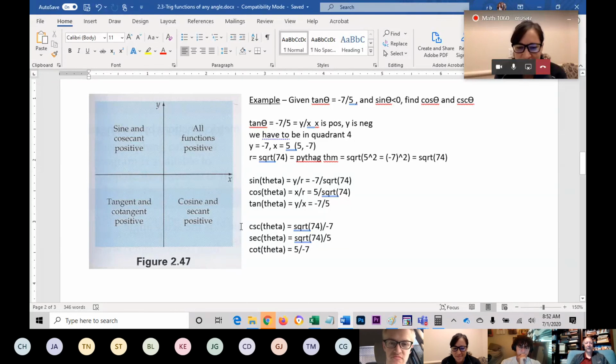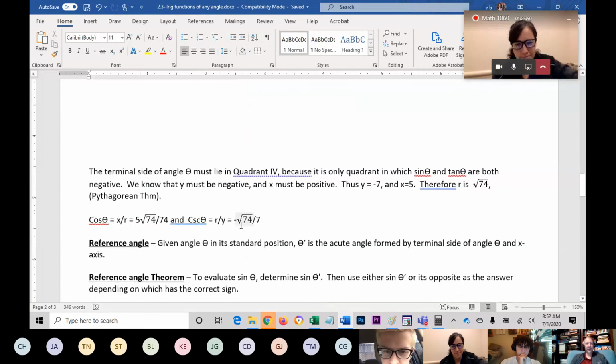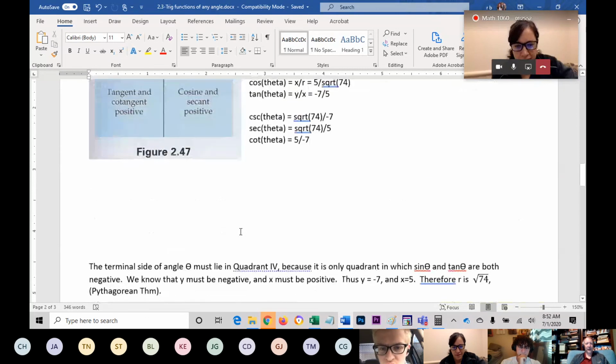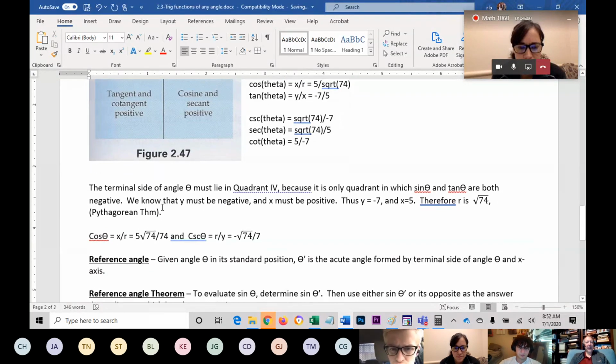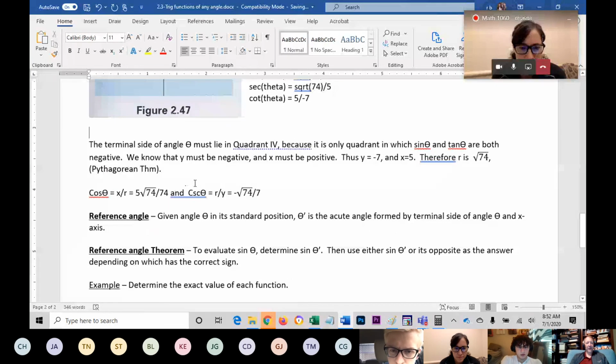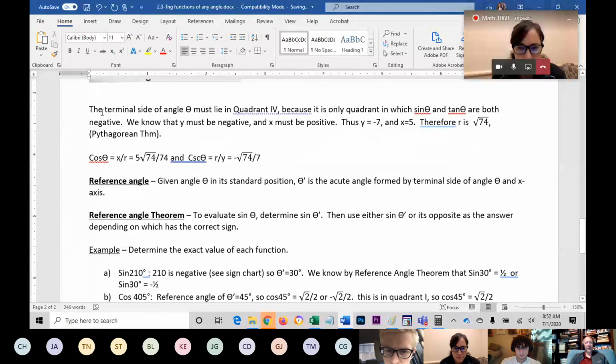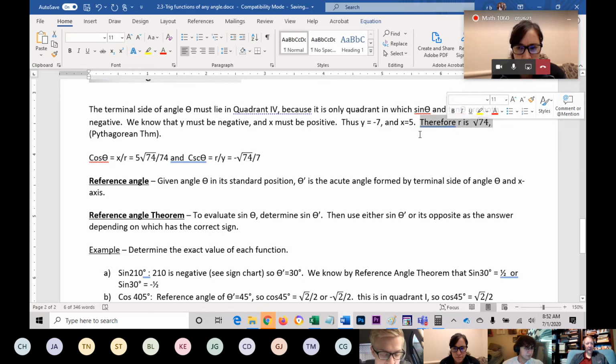Okay. So really, what this comes down to, I'm glad we went through all that. So the terminal side of angle theta, this is just going to repeat what we said, must lie in quadrant 4 because it is the only quadrant in which the sine and the tangent are both negative. We know that y must be negative and x must be positive, thus y is -7, x is 5, r is the square root of 74, Pythagorean Theorem, and so we figured all that out.